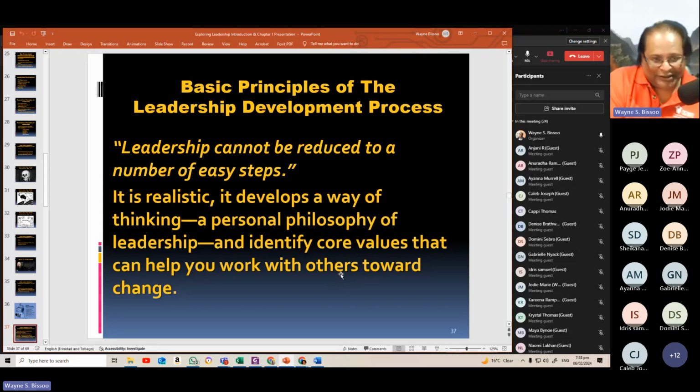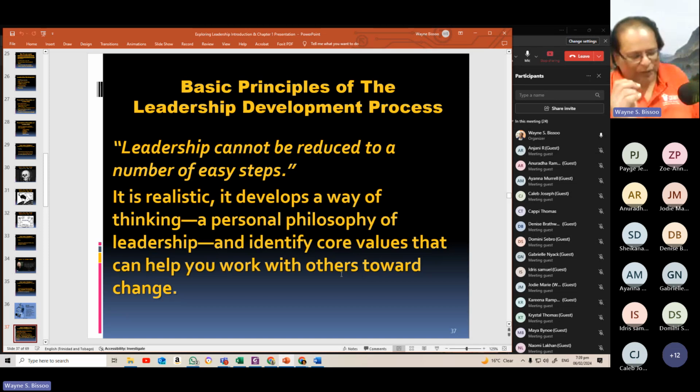So despite what we've just looked at, the knowing, being, doing, the principles of leadership and the developmental process cannot be just those three steps. We can't just reduce it down to that. The method of developing our leadership skills is going to be one that is based in the reality around us. It helps us to develop a way of thinking and to create a personal philosophy of leadership and helps us to identify those critical core values that we have that will hopefully help us to work better with others.